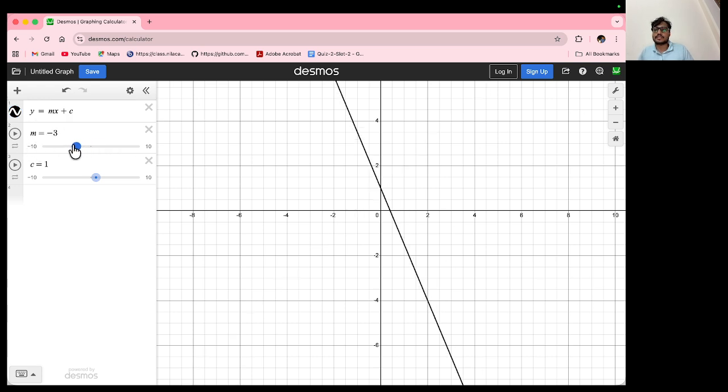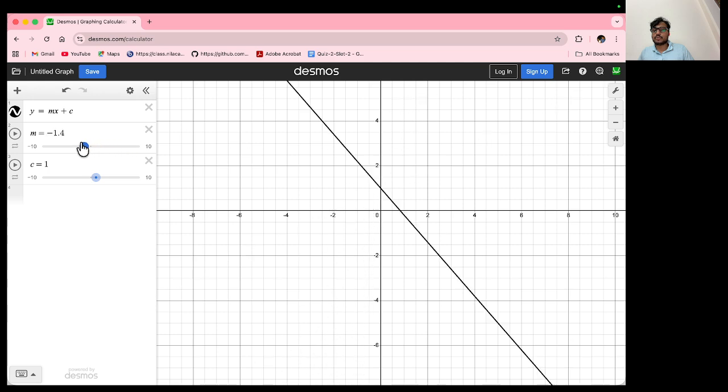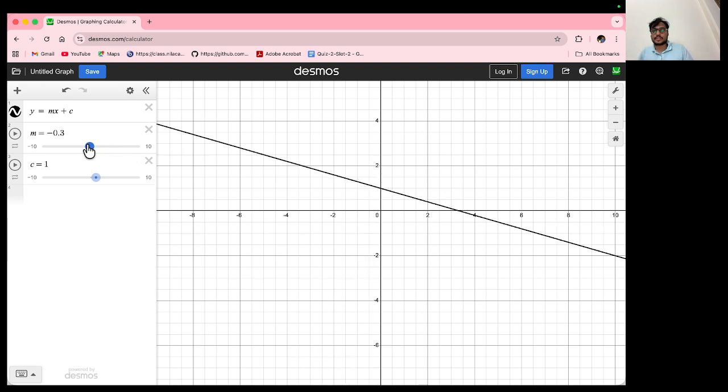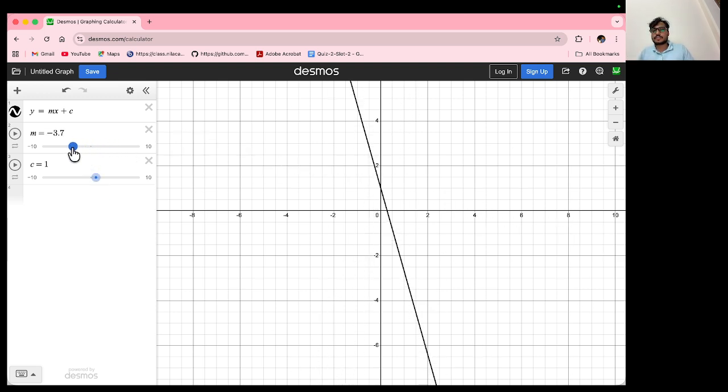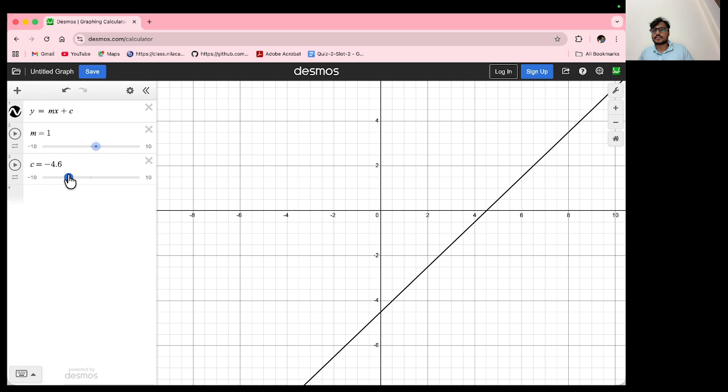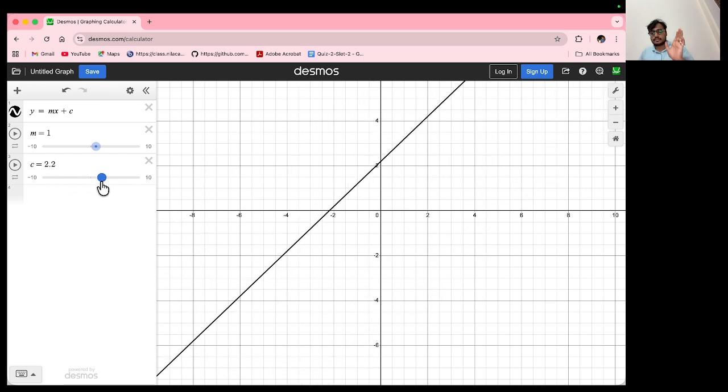Here you can see that if I change m, then the line will rotate accordingly, either anti-clockwise or clockwise. Similarly, if I change the y-intercept c, then the line will either go up or down according to the value of c.